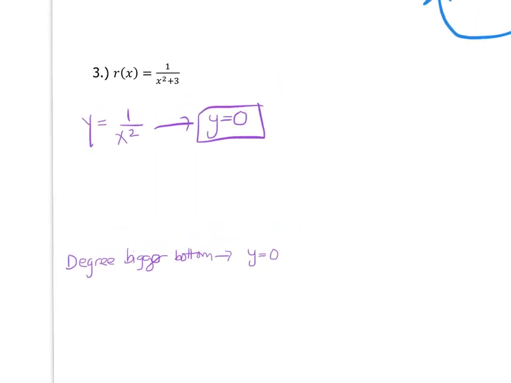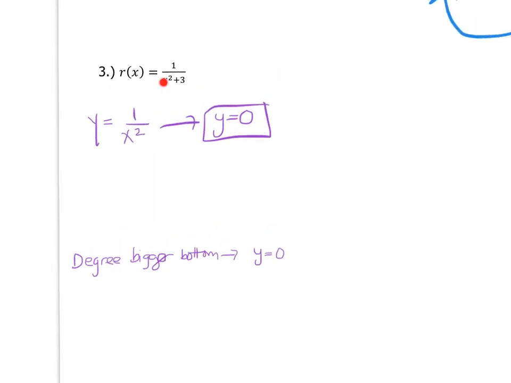There are some little tips and tricks to help you identify horizontal asymptotes, and this is actually how this is taught in Algebra 2. And it has to do with the degrees of the polynomials on top and bottom. If the degree is bigger on the bottom or in the denominator, your horizontal asymptote will be y equals 0. So just like it was in this example, the degree here is 2. That's bigger than the degree on top.